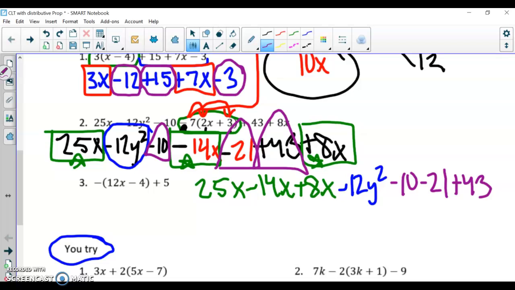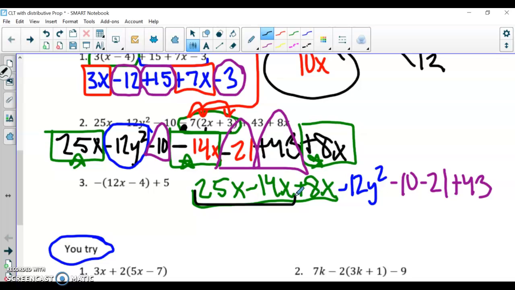All right, so where we stopped was in step 2 of combining like terms, where we rewrite our expression with our like terms together. So now we're moving on to step 3, which is the actual combining part. So we're going to actually do what it tells us to do. So if we're looking at 25x minus 14x plus 8x, let's actually do what it says. So we'll start with 25x minus 14x.